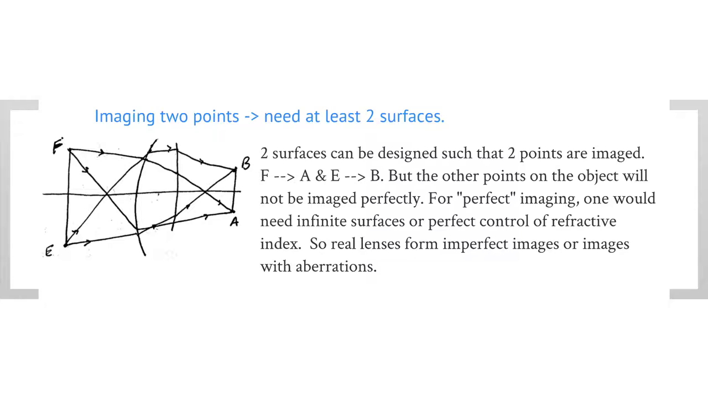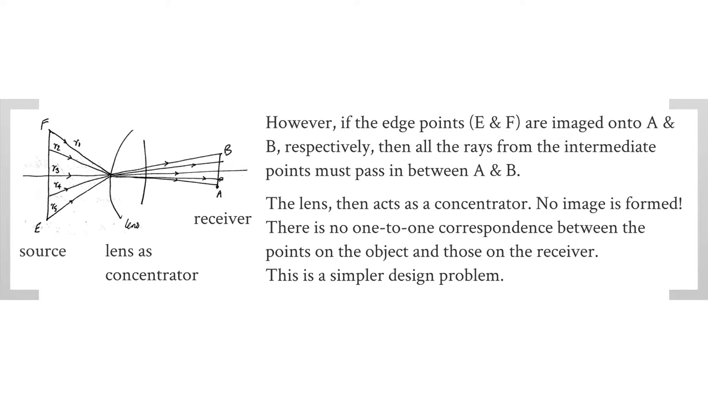So then the question is, what happens if you don't have enough surfaces? Let's say you only have two surfaces and you need to form an image. You do form images; the point is that you form imperfect images. There are variations of them. So you take a picture with your cell phone, it doesn't look as nice as if you take a picture with your fancy SLR. That's one way to think about it. So real lenses always form imperfect images, or images with aberrations. For perfect imaging, under geometrical optics assumptions, one would need infinite surfaces or perfect control of refractive index. Not so important for us, but just something to know.